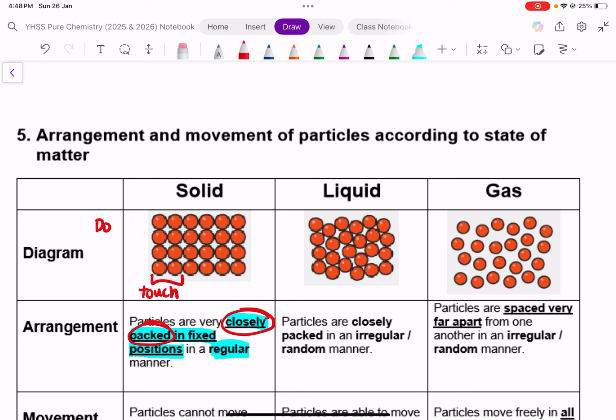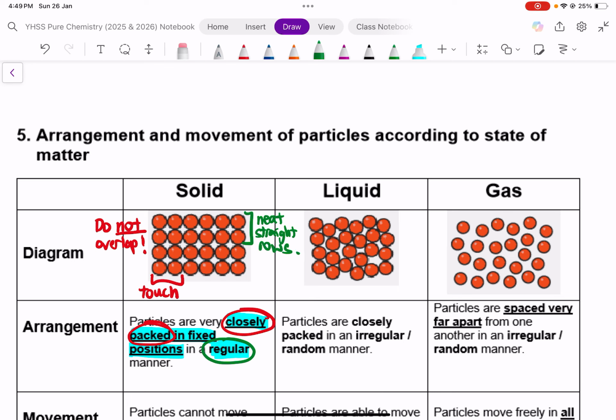When drawing, you have to ensure the particles touch each other if it's closely packed. But it should not overlap with each other. So when you are drawing the particles, please take care to ensure they are not overlapping each other. Next, how do we know and show that it's regular? We show that it's regular because it's in neat, straight rows.